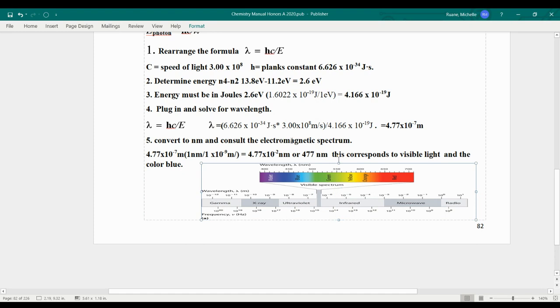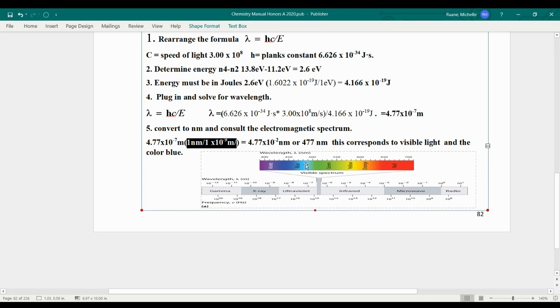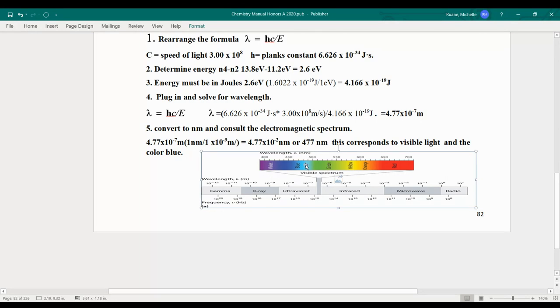And so, since this is in that area, I'm going to convert my meters to nanometers, and that comes out to 477 nanometers. This is your metric conversions, and 1 times 10 to the negative 9th meters is 1 nanometer. So I get rid of meters, I put it on the bottom, put my nanometers on top, and when I look at my electromagnetic spectrum, 477 nanometers is in the blue range. So this corresponds to blue light. And you will be practicing these calculations on a worksheet right now.